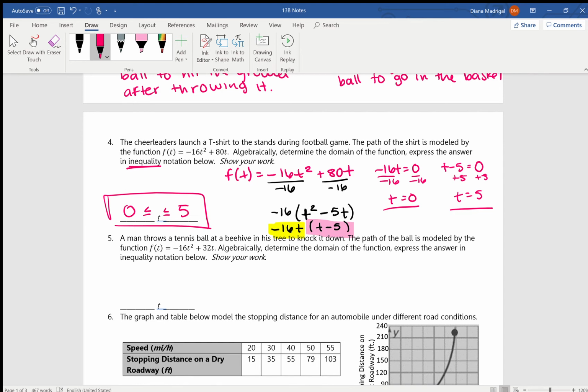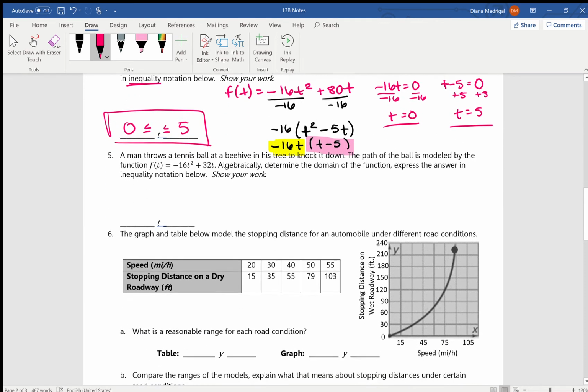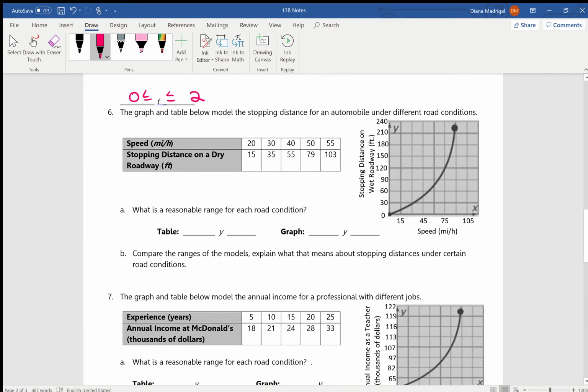Pretty easy. Let's try number 5. How about you try this on your own? Stop the video, do it on your own, and when you come back, check your answer. It should have been 0 to 2. And number 6, let's go to number 6.